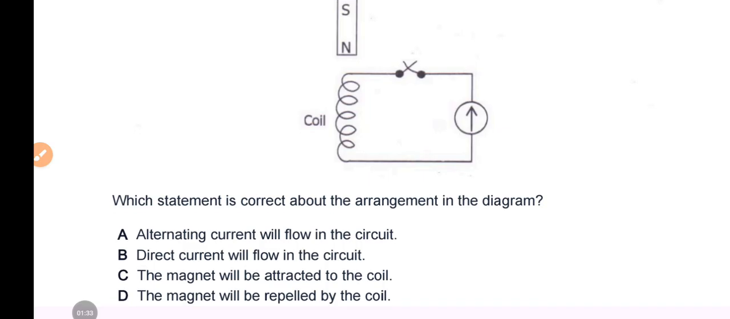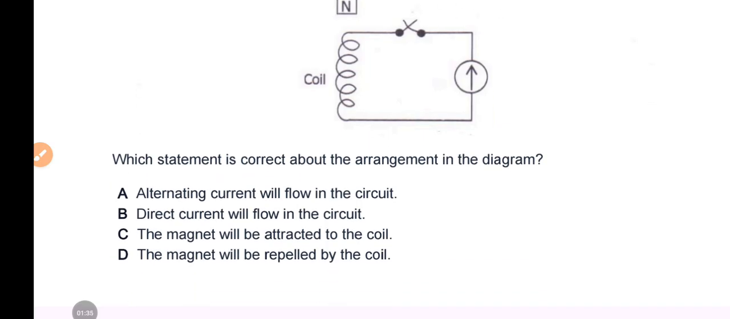For clarity's sake, let me go over the rest of the options. Option B says direct current will flow in the circuit. No, this isn't correct because it's not direct current that flows in the circuit, but rather alternating current. So statement B is incorrect.